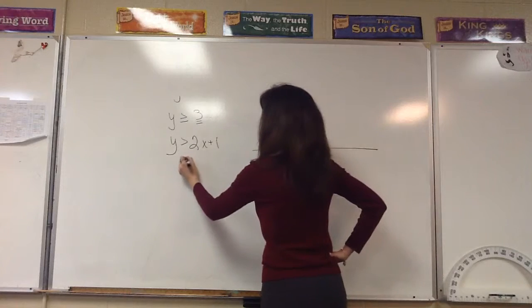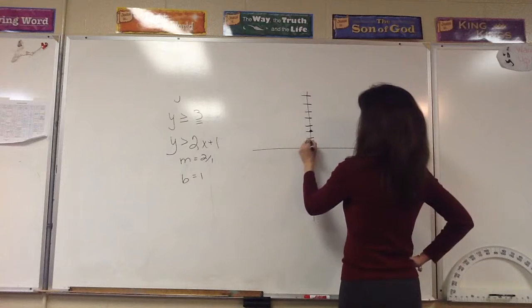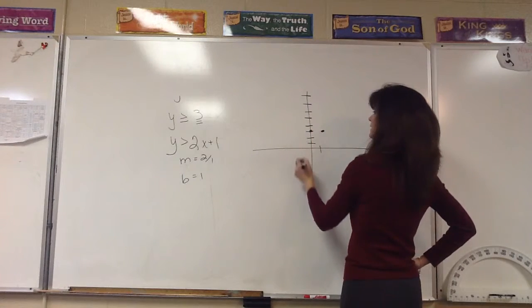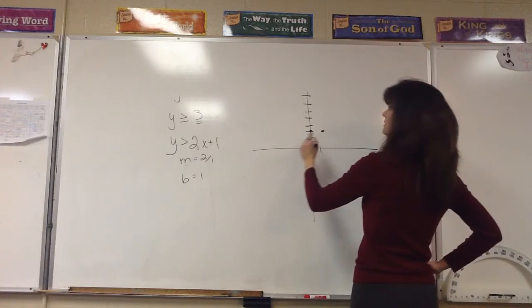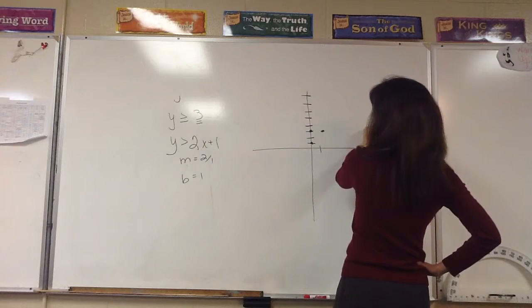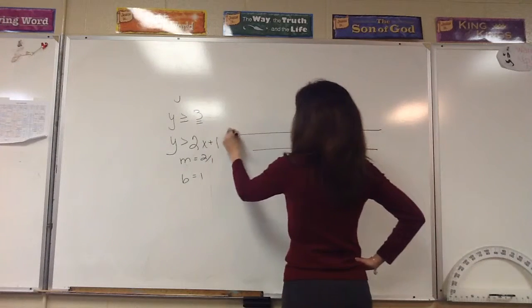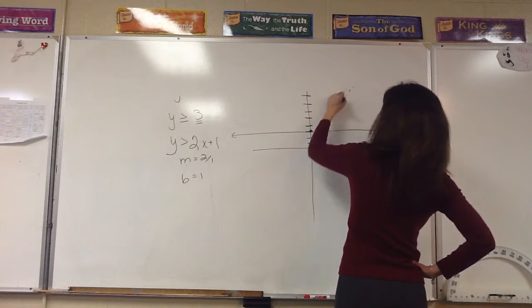Now with this one, my slope is 2 over 1, and my y-intercept equals 1. So we're going to go to 1, and then we're going to go up 2 and over 1. With this one, I will be using a dotted line. Now, with y is greater than or equal to 3, we use a solid line. However, with this other one, we're going to use a dotted line.